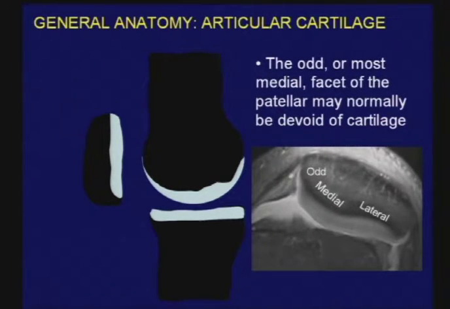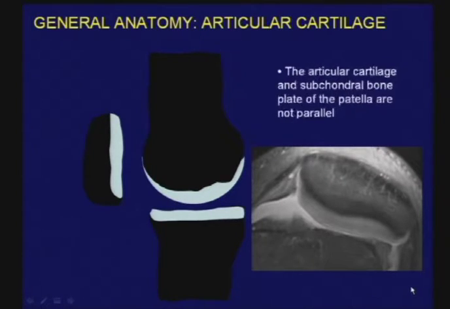We expect to see articular cartilage in the medial and lateral facets. It may or may not be present on the odd facet. And it is not uncommon for it to become smaller and smaller as you proceed anteriorly. You don't want to read that as loss of articular cartilage on the odd facet.